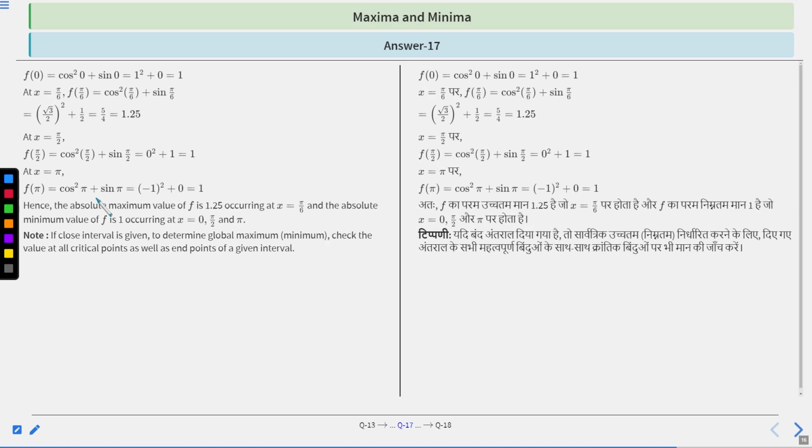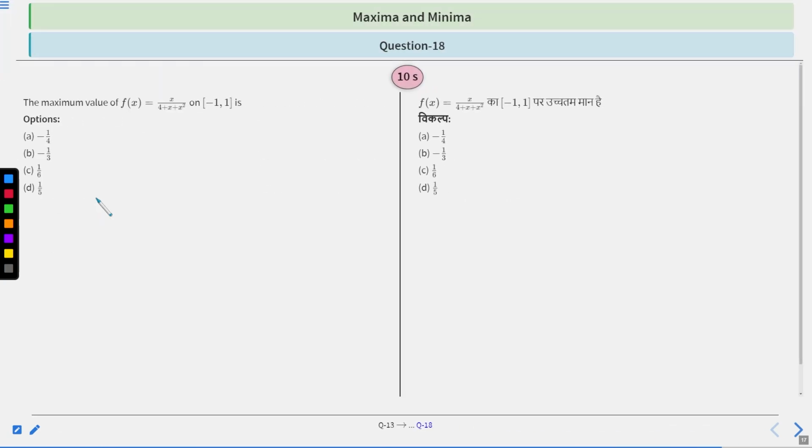So let's discuss the next question, number 18, which says the maximum value of f(x) = x/(4 + x²) on [−1, 1] is. So the hint of the question is the same. First, f(x) is given. First we will calculate f'(x), right? We'll put f'(x) = 0 to find the critical points. Clear? We'll calculate f'(x) by using the quotient rule. And at each critical point, you will find f''(x). Clear?